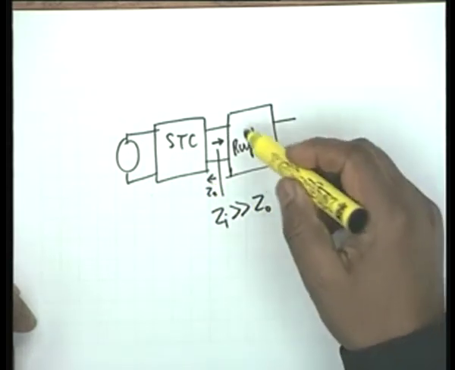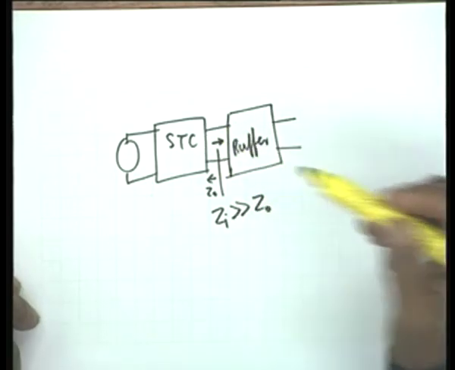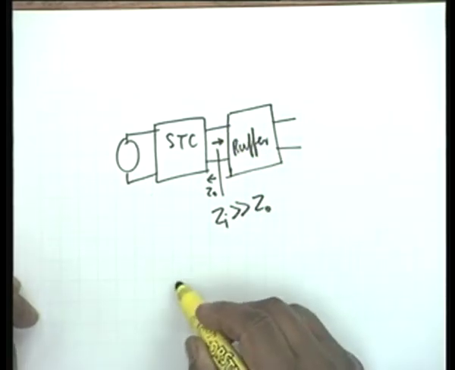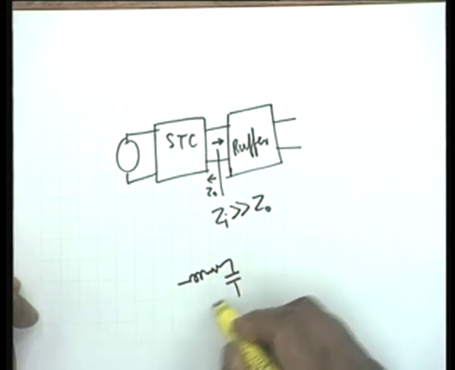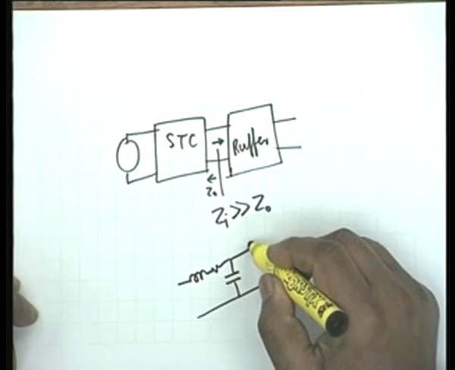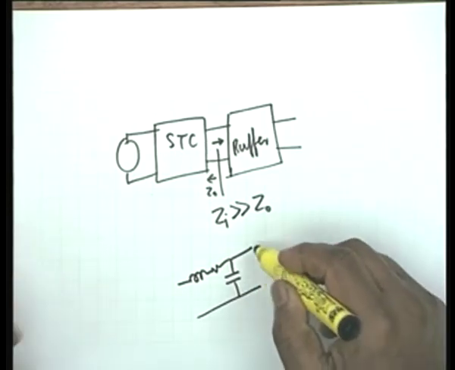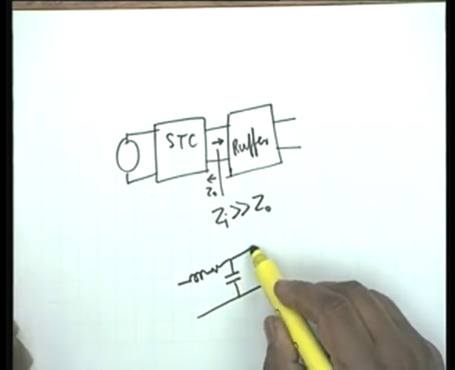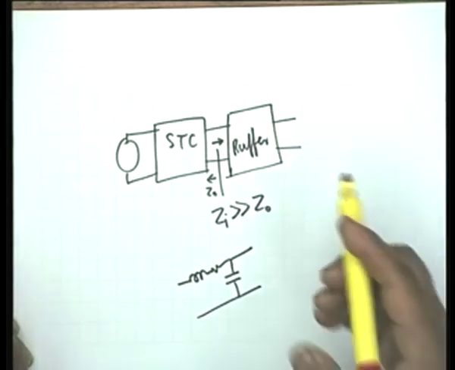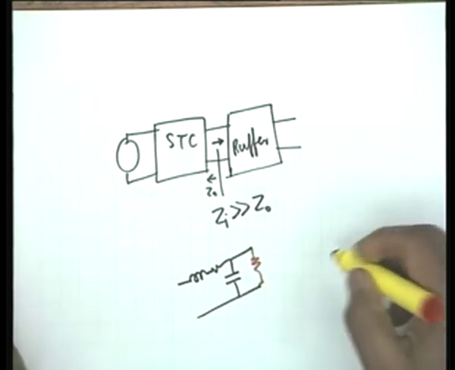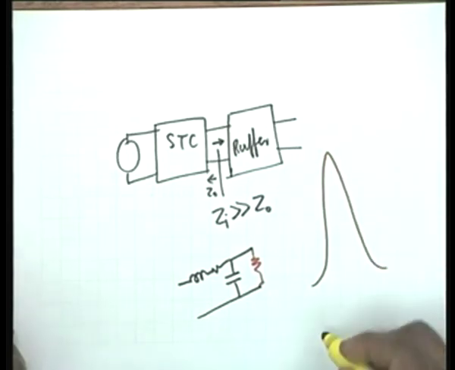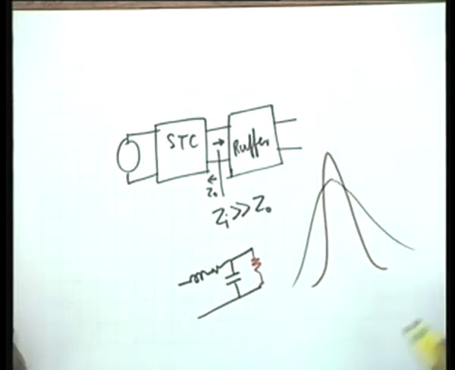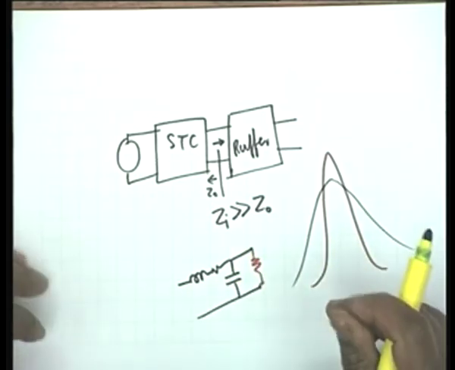Agreed? Then the buffer will not load the single tuned circuit. For example, if your single tuned circuit, you are taking the output across the capacitor, and you connect any other impedance here, that is going to affect the tuned circuit response. For example, if there is a resistance here, obviously if the single tuned circuit response was like this, with the resistance, this is what you expect. Usually it will become flatter, the Q shall be destroyed.